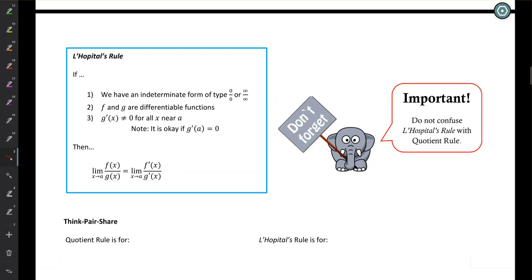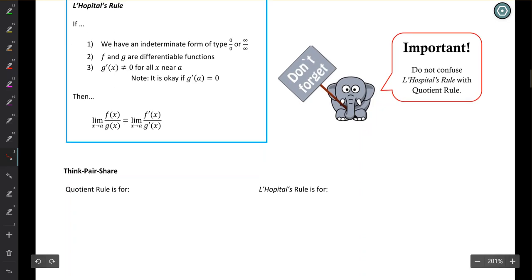So what I want you to do is pause this video, and I want you to write out what quotient rule is for and whatever you remember about quotient rule. And then what's L'Hopital's rule for? It's for a different thing. I know we have L'Hopital's rule written right here, but try to flesh out what it's for, what are the ifs and what are the then statements, okay? So I'm going to recommend that you hit pause right now before we discuss this together.